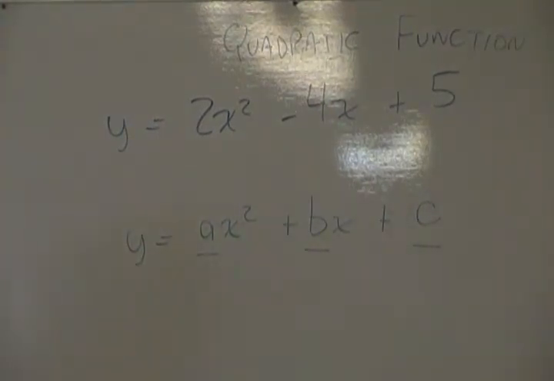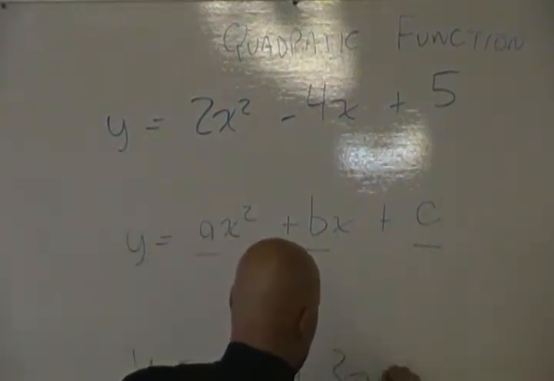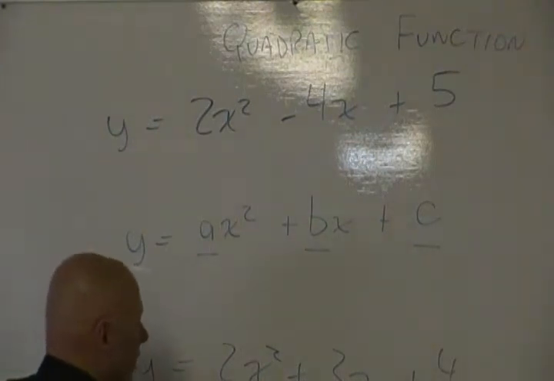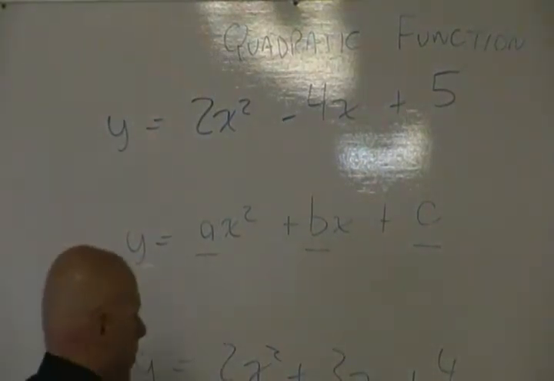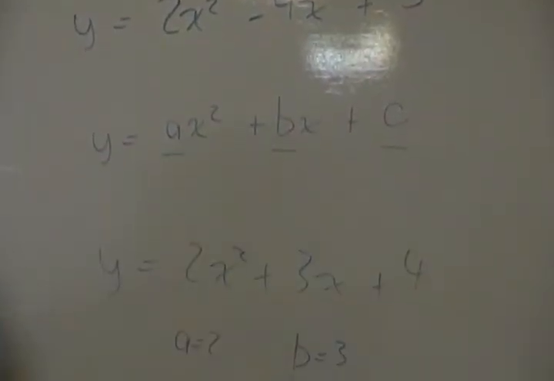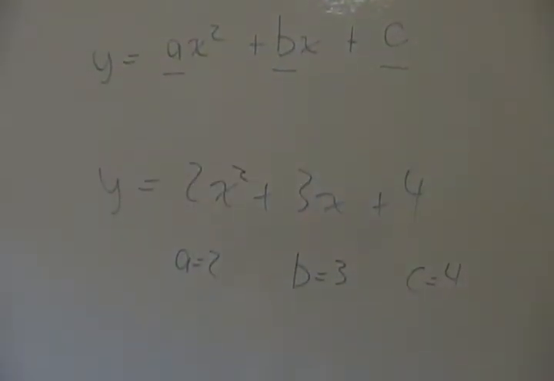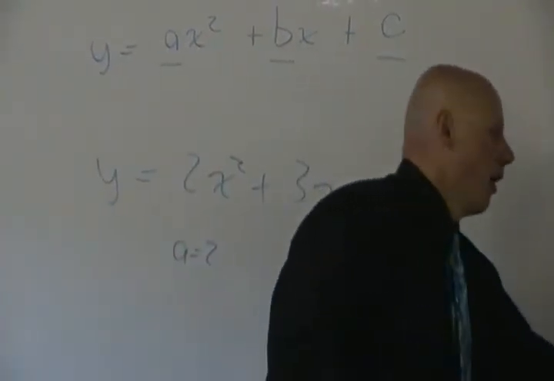Is that okay with everybody? All right. Sarah, what is a in this function right here? It's just 2. So a, in this case, would be 2. Nikki, what would be b? 3. And Chris, what would be c? 1. Good. We're going to use that down the road.